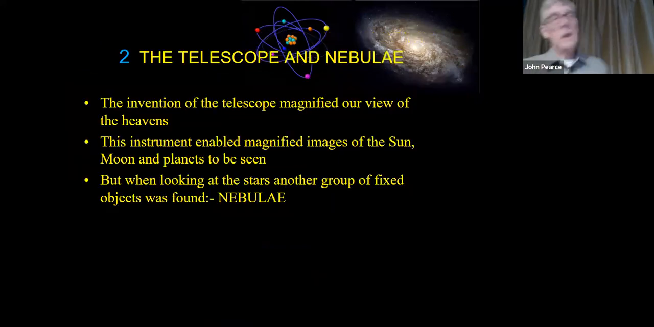Now, the next big step was the telescope. This was the first thing that gave added perception to the eye and enabled these things in the sky to be understood. And it enabled images of the sun, the moon, and the planets to be seen. But also, when looking at the fixed stars, a number of fuzzy objects were seen which moved around with the fixed stars. These were called nebulae.